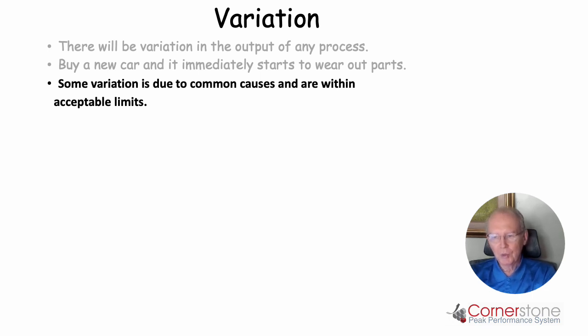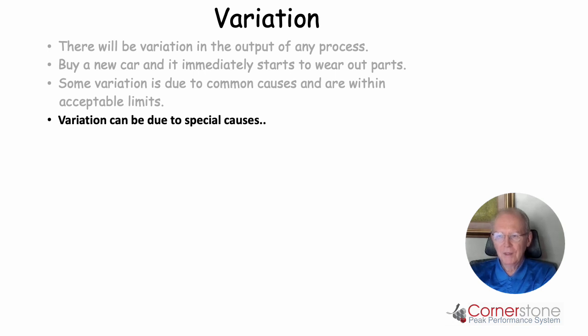Some of them are due to what we call common causes, and the variation is within acceptable limits. So we're not worried about it, it's working extremely well. So when we talk about limits, we talk about having an upper limit and a lower limit, and as long as the variation is between the two, then everything is good. So let me give you an idea of common causes and special causes.